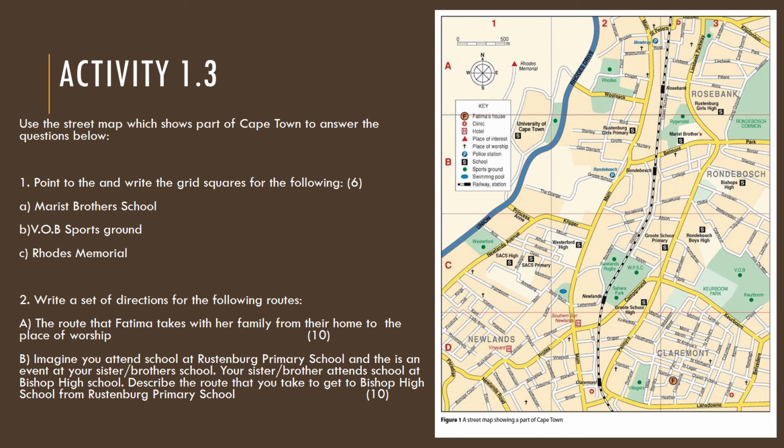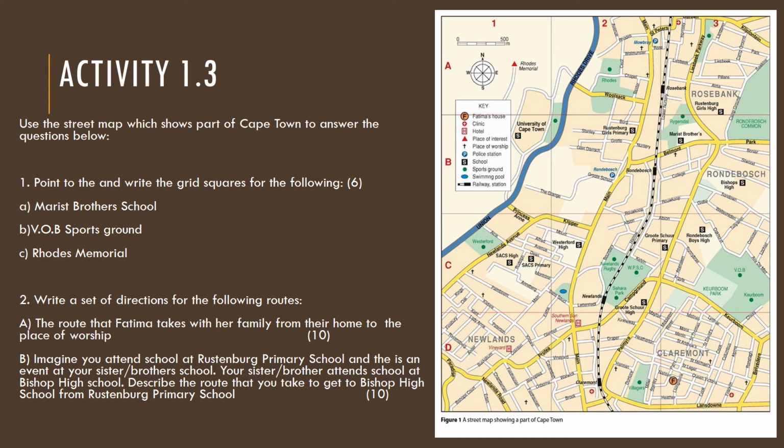Question 2. Write a set of directions for the following routes. A, the route that Fatima takes with her family from their home to the place of worship. B, imagine you attend school at Rustenburg Primary School and there is an event at your sister or your brother's school. Your sister or brother attends school at Bishop High School. Describe the routes you will take to get to Bishop High School from Rustenburg Primary School.